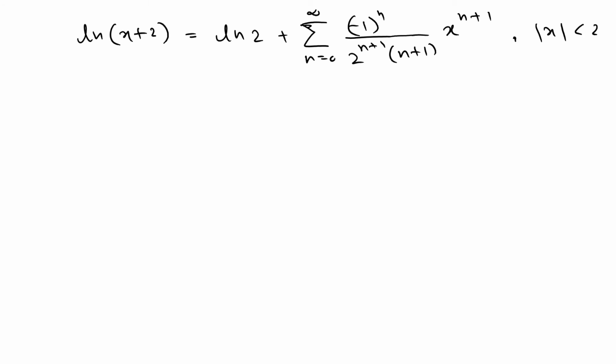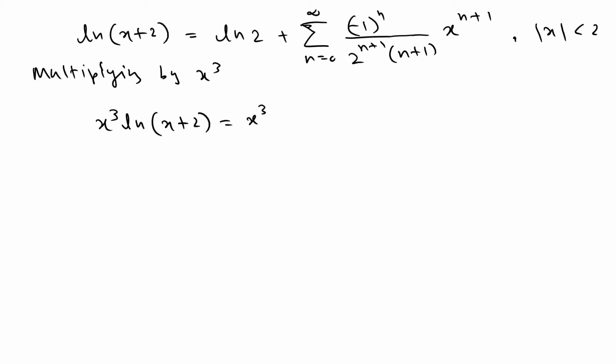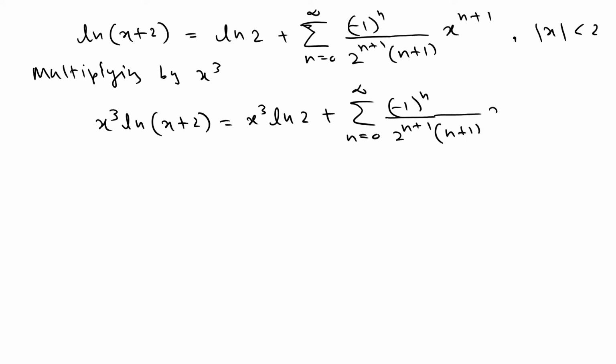Now, again this is valid for x less than 2, and then what we're going to do is multiply by x cubed. So if you do that, you get x cubed ln(x plus 2). So you're going to get x cubed ln 2 plus sigma n going from 0 to infinity, negative 1 to the n, 2 to the n plus 1 over n plus 1, x to the n plus 1, so you get plus 4.